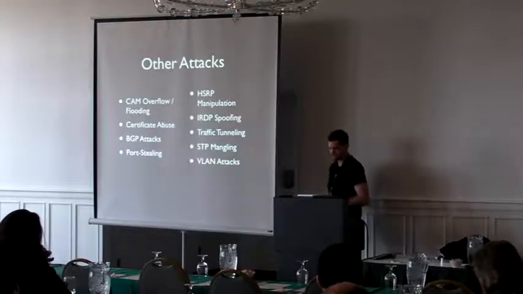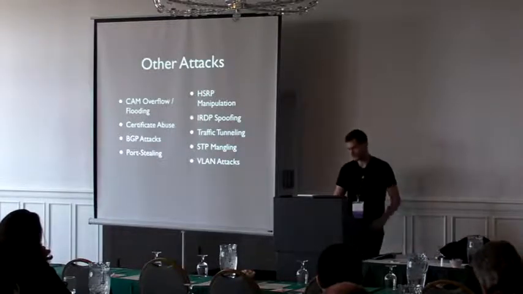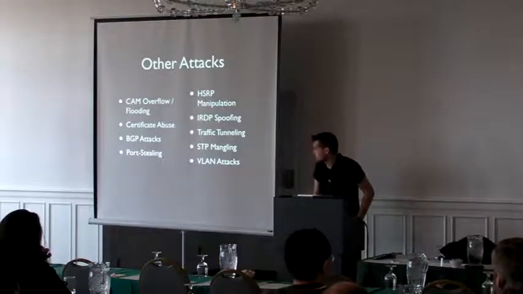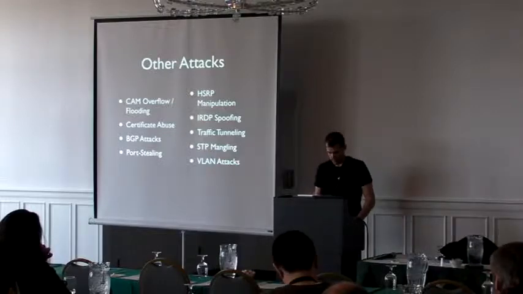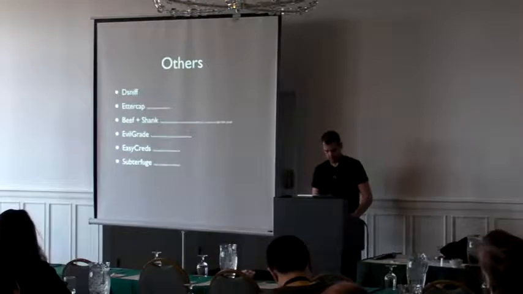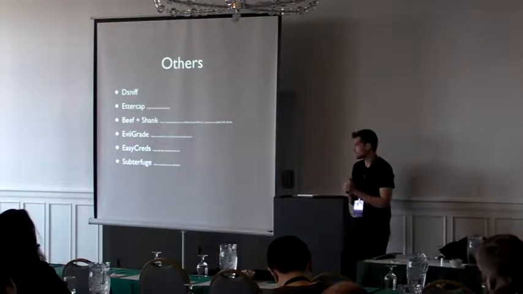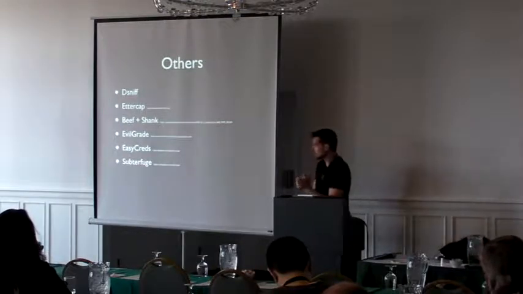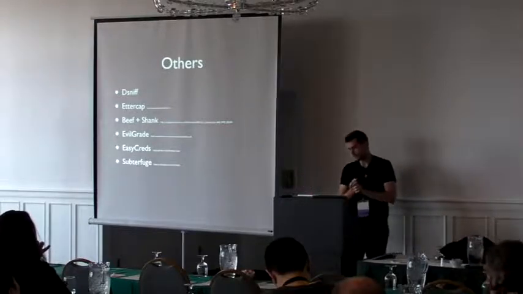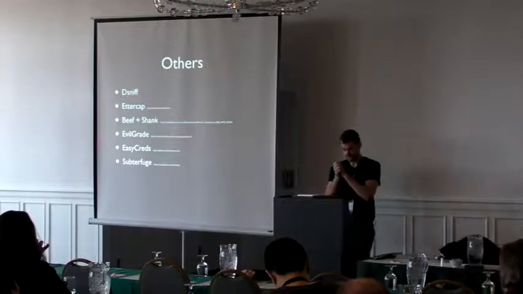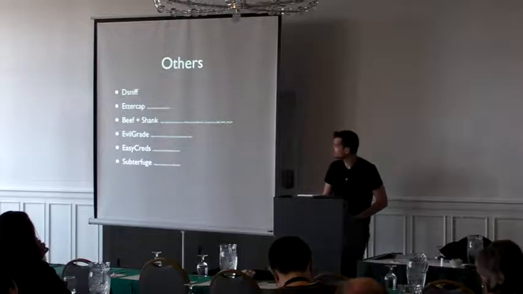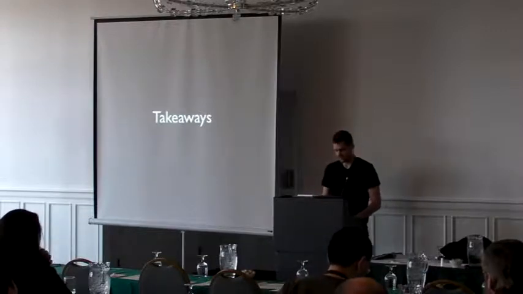There's a series of other attacks. We're not going to spend any time on these just because we're short on time. But these are all semi-practical attacks with the exception of certificate abuse and BGP attacks. So I'll go ahead and skip through these. There's a lot of tools out there to automate attacks like this. Some things you want to take a look at if you haven't already are dsniff, ettercap, BeEF, Easy Creds. Subterfuge is a relatively new one, an automated easy attack platform.